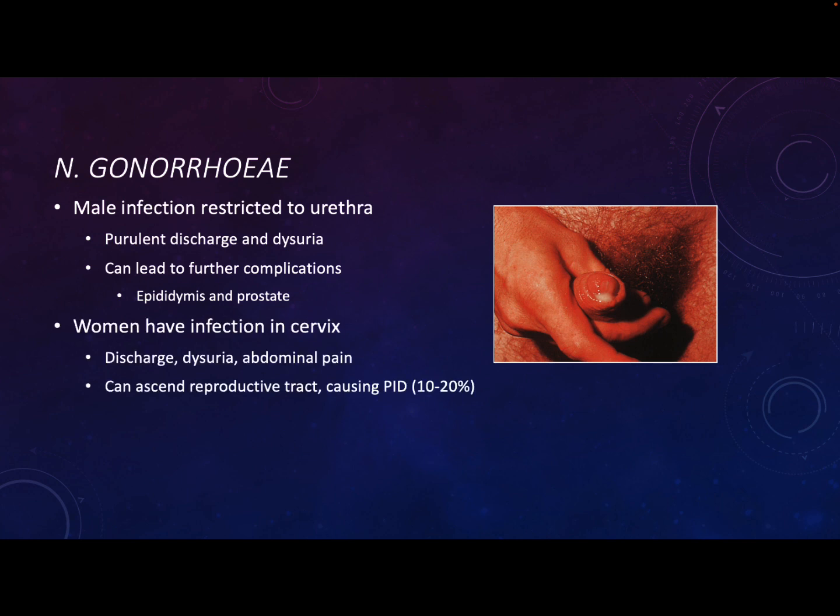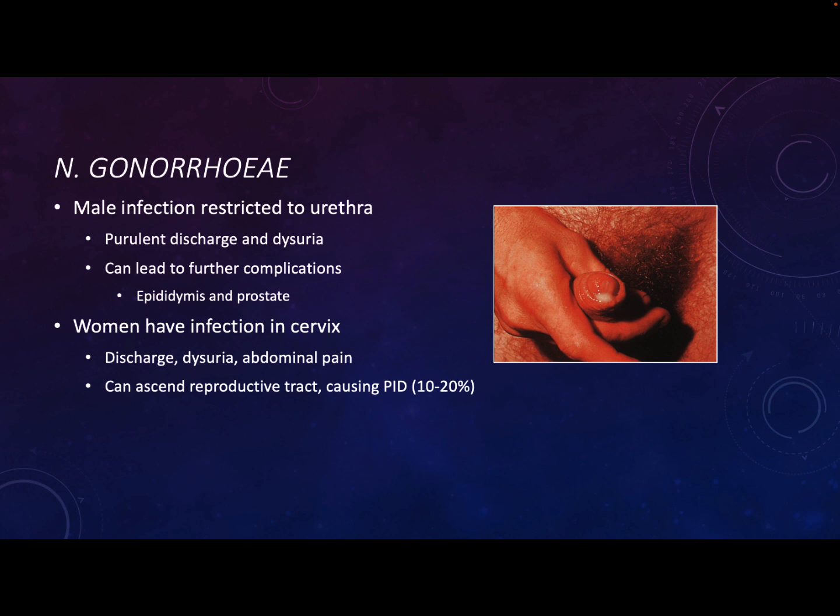Now, in women, we can have painful urination. It's not always as common. There will also be discharge. However, women might sometimes experience abdominal pain. And this is because the infection tends to be higher up. So for example, in the cervix. So you're having, you know, it hurts in here. So in the abdomen. Now, in untreated women, it can ascend the reproductive tract.